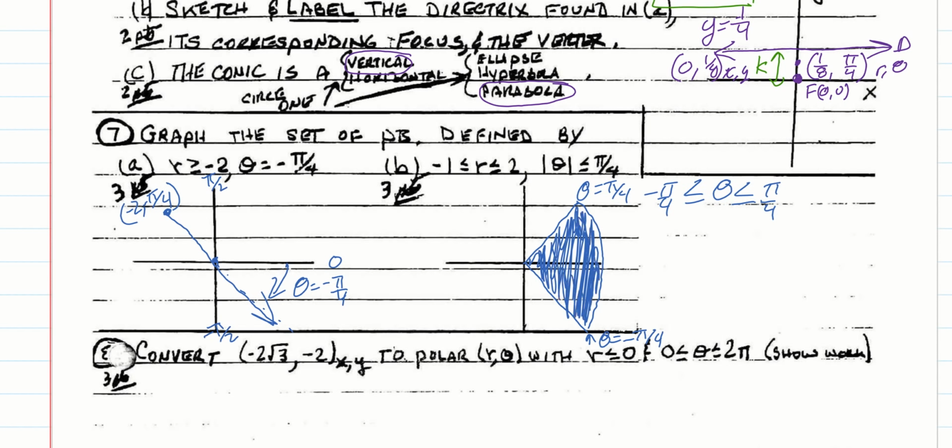And now we have -1. So when theta equals pi over 4, this is r up to 2, and then all the way, we've got to go in the opposite direction to -1. Same deal for negative pi over 4: -1. Draw your radius there. So this is r equal to -1. All right.